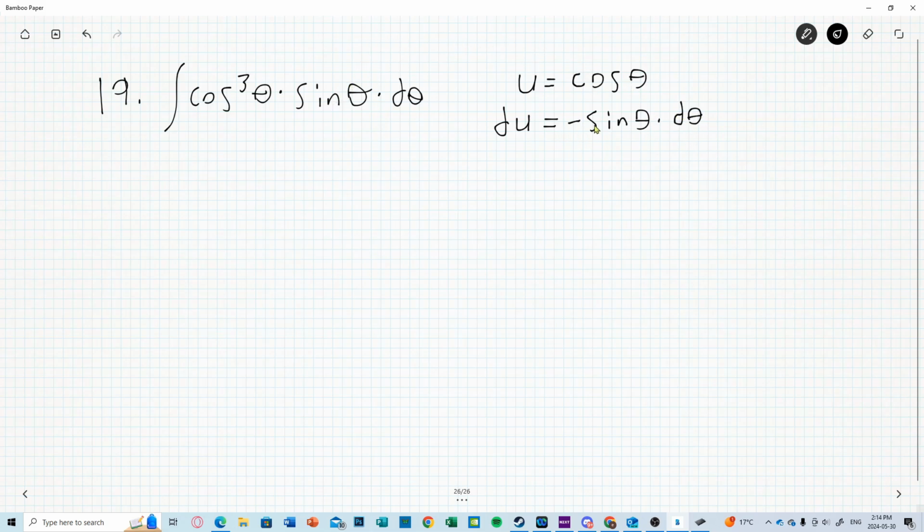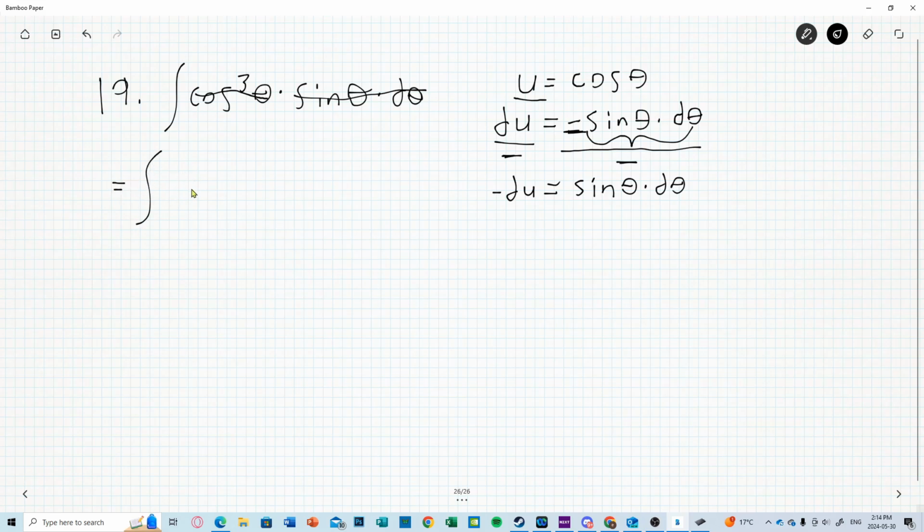So this is close to what we need, except we have a negative out front. So we're going to do the same thing as always, divide by a negative and divide by a negative, which will just give us negative du is what we are looking for, which is sine theta multiplied by d theta. So we have that taken care of. And we have the cos cubed theta taken care of, because that's what we're replacing with u. So now we're going to have the integral of u cubed multiplied by negative du.